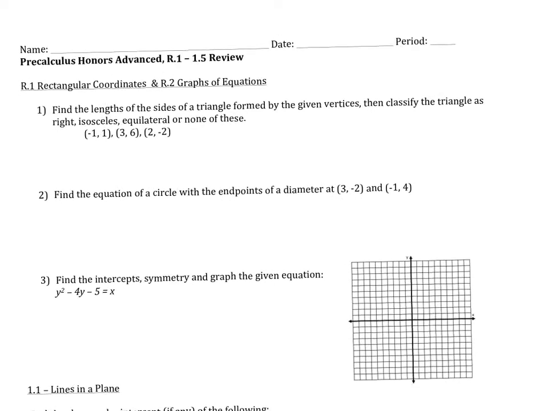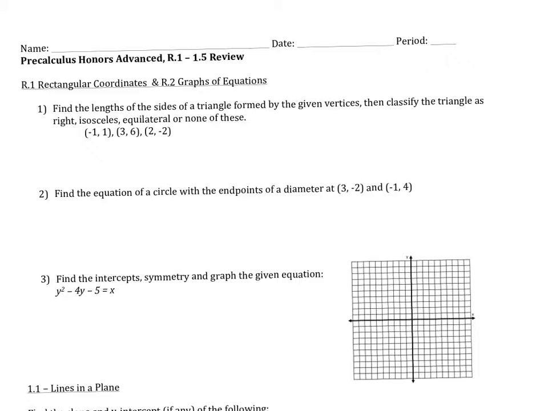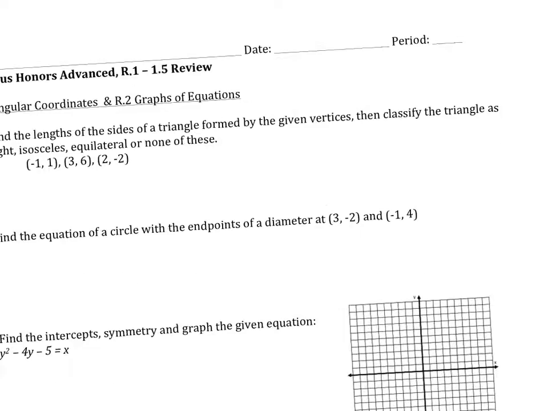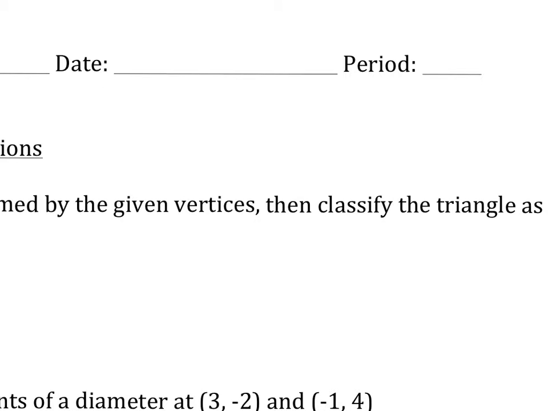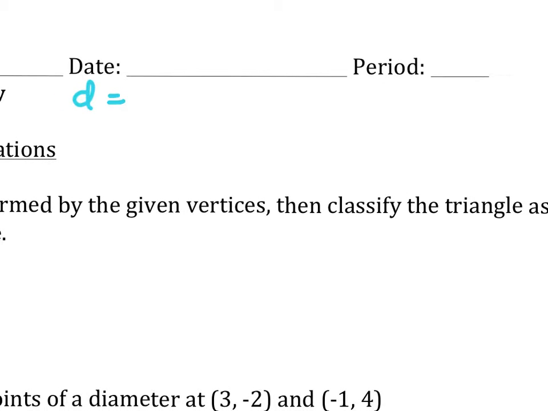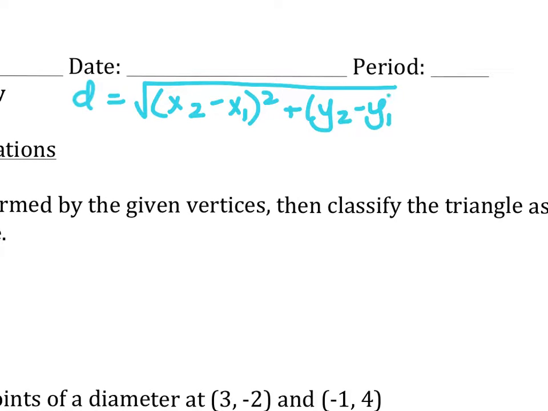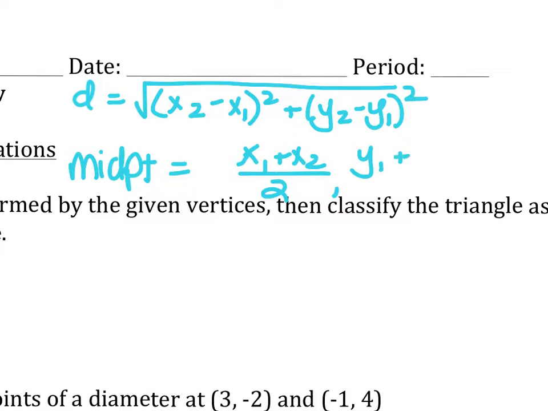All right, so in the beginning, and I tried to label what they are, but some of these get grouped together. So like R.1 and R.2, there's a little bit of an overlap. In the beginning, we just talked about the two formulas that were in R.1, which was distance and midpoint. So make sure you review those. The distance, which is the square root of (x2 minus x1) squared plus (y2 minus y1) squared. And then midpoint, which is (x1 plus x2) over 2, (y1 plus y2) over 2.